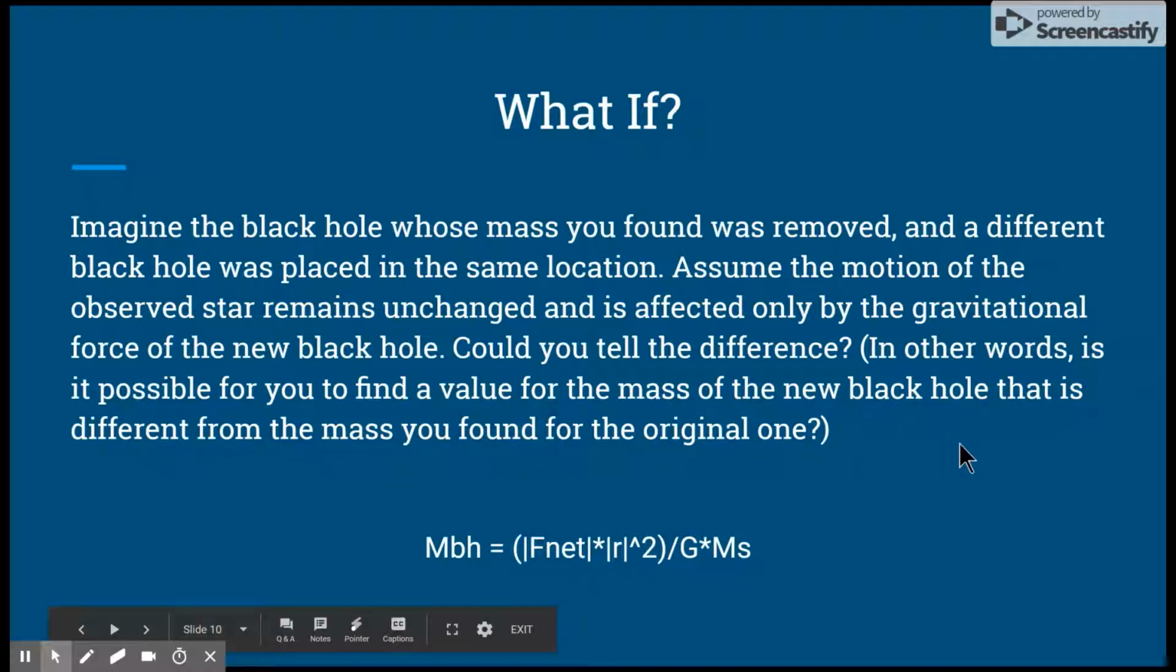The net force is still only the gravitational pull of the black hole, and the black hole is still at the origin, so the distance between the star and the black hole will remain unchanged. G is a universal constant, so if the star's motion remains unchanged, then the estimated mass of the black hole will be the same as it was before.